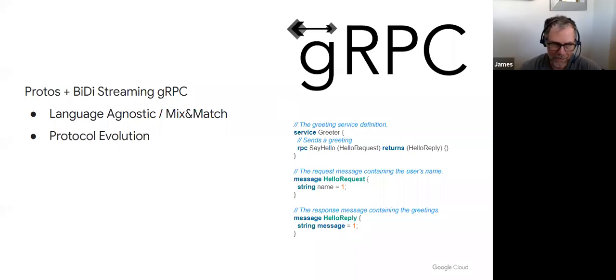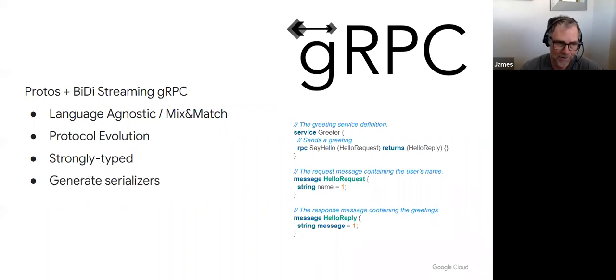Protobufs also has great support for evolving protocols. So if we want to add fields to a message, we can do that and not break things. They're also strongly typed, so this gives us a strongly typed representation of our transport protocols. And so it's nice to have that over JSON, which obviously doesn't have any strong typing to it. So what we do with our protocol buffers is we generate our serializers and deserializers for our messages. Those get generated by the protobuf protoc compiler, which we'll see in a little bit. And then we also generate our service stub.